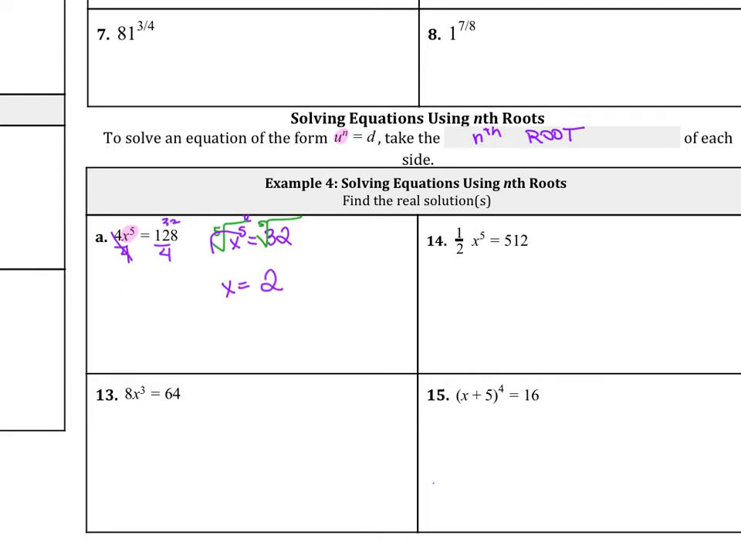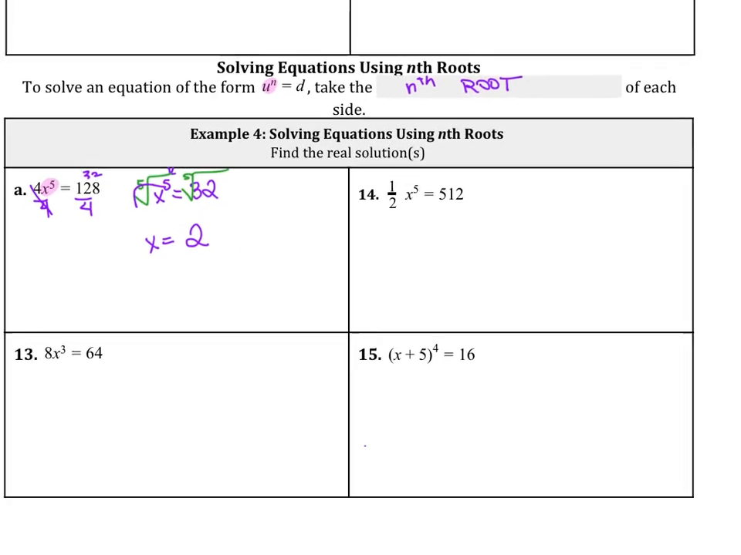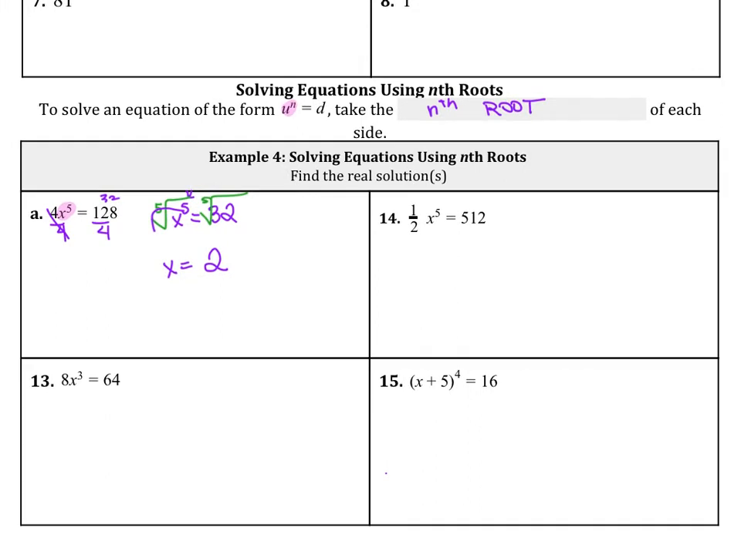Let's take a look at number 15, just because that's a fourth root. When it's odd, there's only one solution. Remember, when it's an even number, we're going to have plus or minus here. We'll see that in just a minute. So we have x plus 5 to the fourth power equals 16. Now, the x plus 5 is already isolated, just like our u to the n here. There's no number multiplied in front.